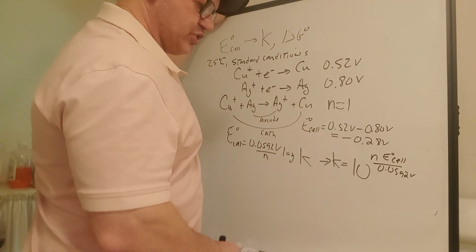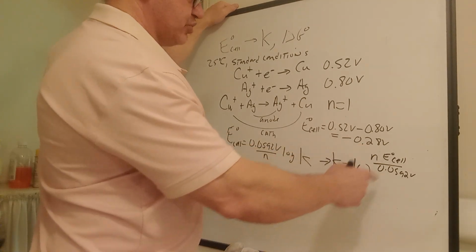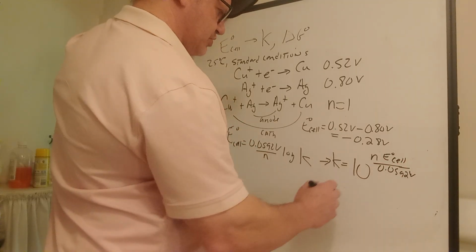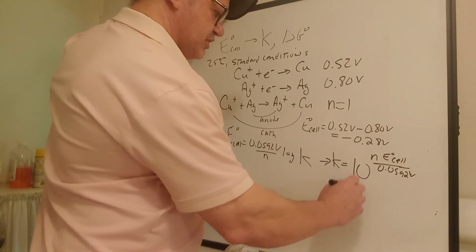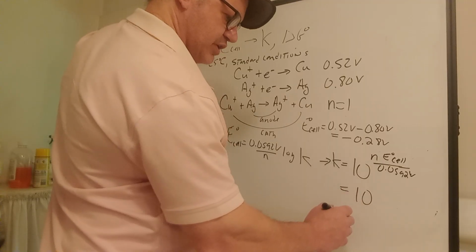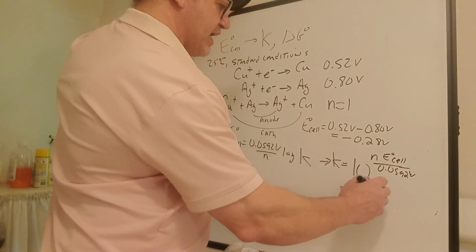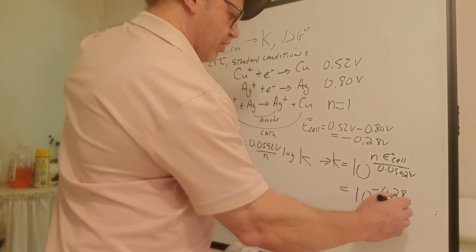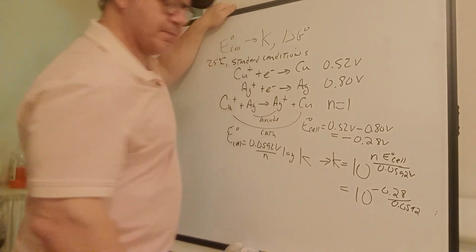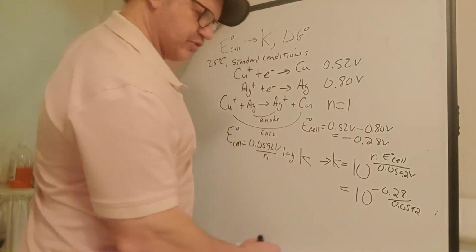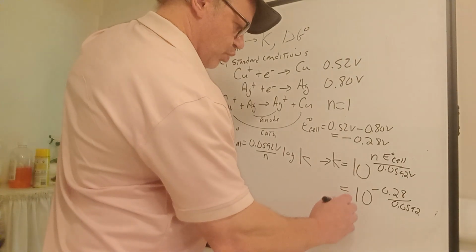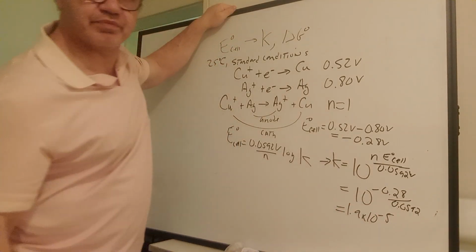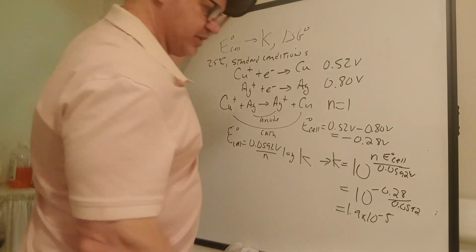So we're just going to have the ratio of the cell potential to this constant 0.0592 volts. So K is equal to 10 to the negative 0.28 over 0.0592, and what that comes out to be, to 2 sig figs, is 1.9 times 10 to the minus 5.